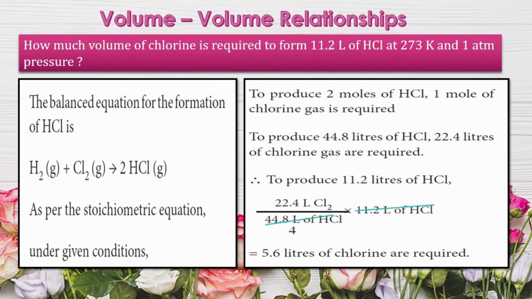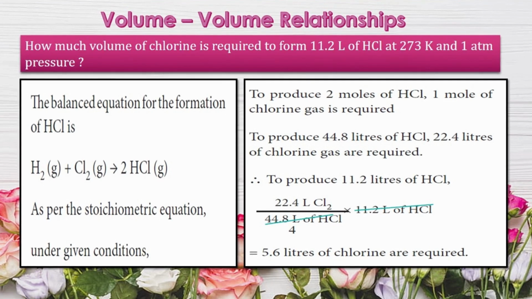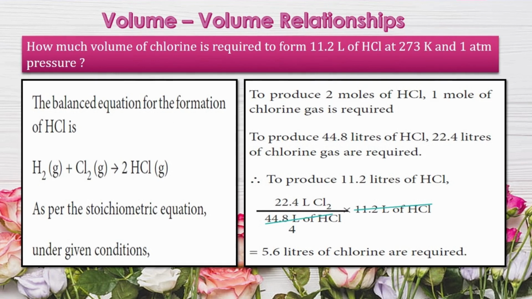According to the stoichiometric relationship, 44.8 liters of hydrogen chloride gas will be produced from 22.4 liters of chlorine gas. So 11.2 liters of hydrogen chloride will be produced from 5.6 liters of chlorine gas.